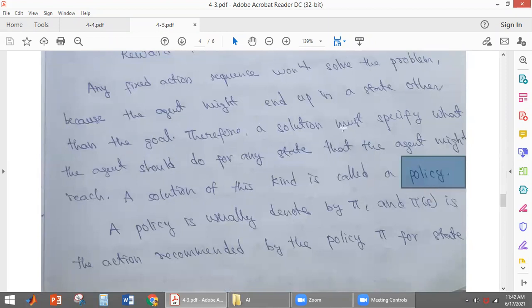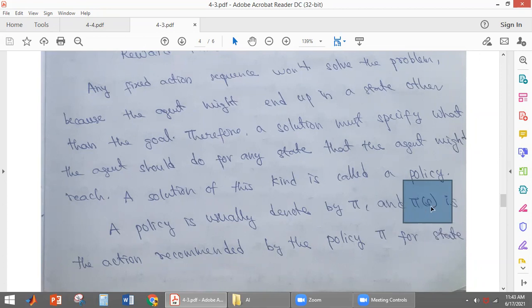What is policy here? The solution must specify, at any particular state, what the agent must do in that state, that is, what action the agent should take. That solution will be given to the agent. That type of solution is called policy. Policy is usually denoted by pi. What is pi of s? Pi of s is the action recommended at that particular state.